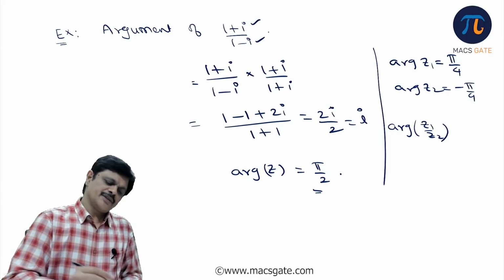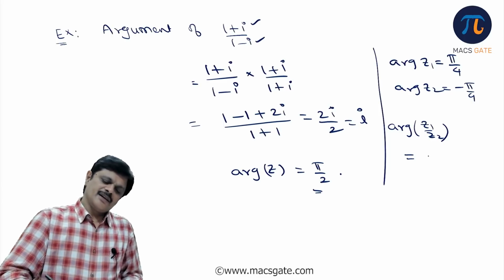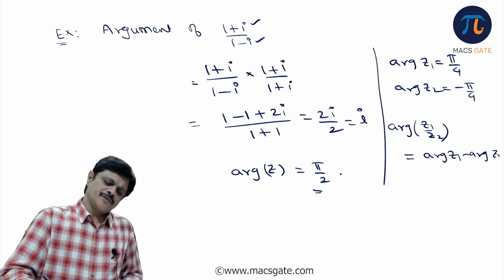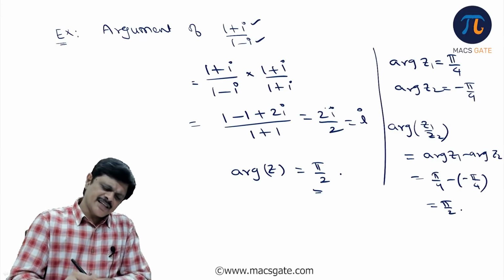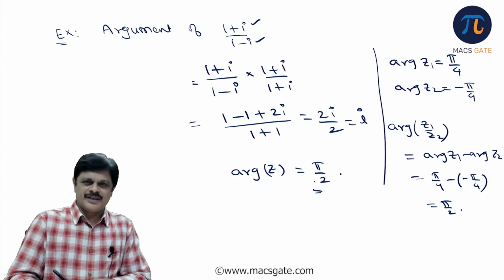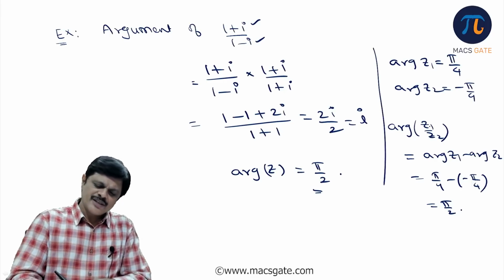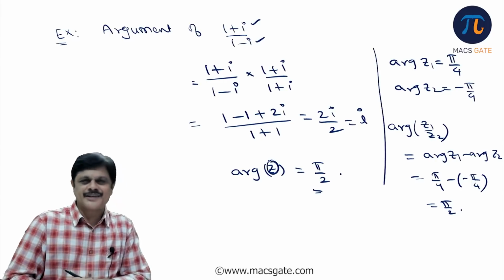Z1 is this, Z2 is this. So what is it? Argument of Z1 minus argument of Z2, which is pi by 4 minus pi by 4. That is nothing but pi by 2. See, sometimes finding this argument would be dangerous. In such cases, first simplify, then you can find argument. Anything is fine. So this Z1 by Z2 we are calling as Z here.